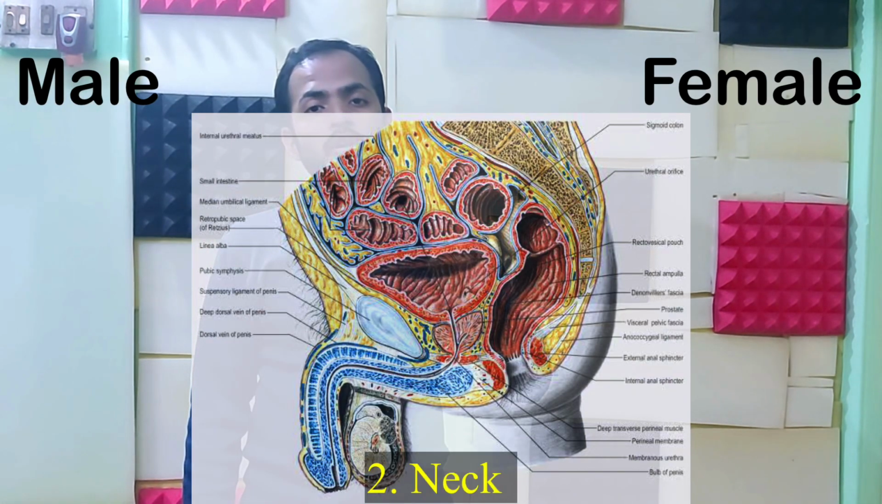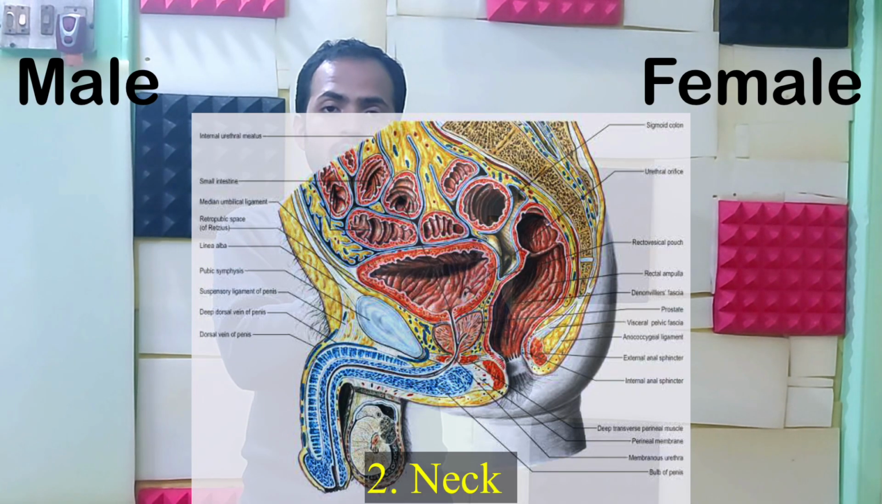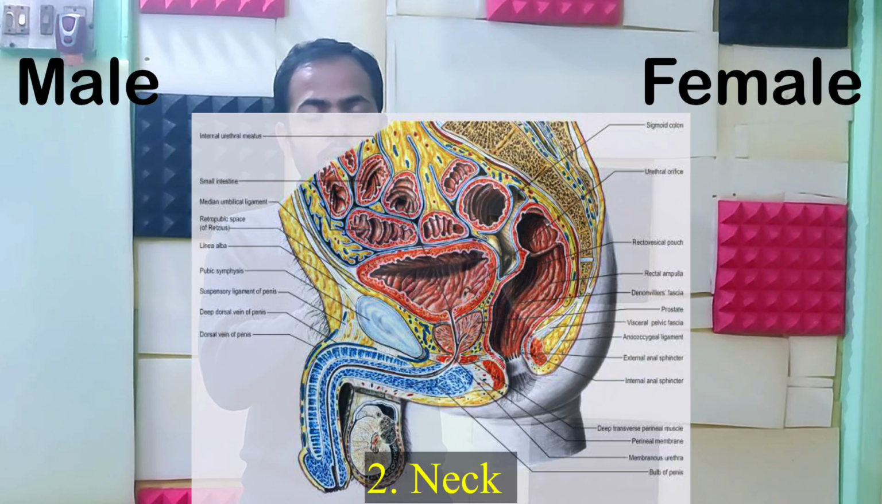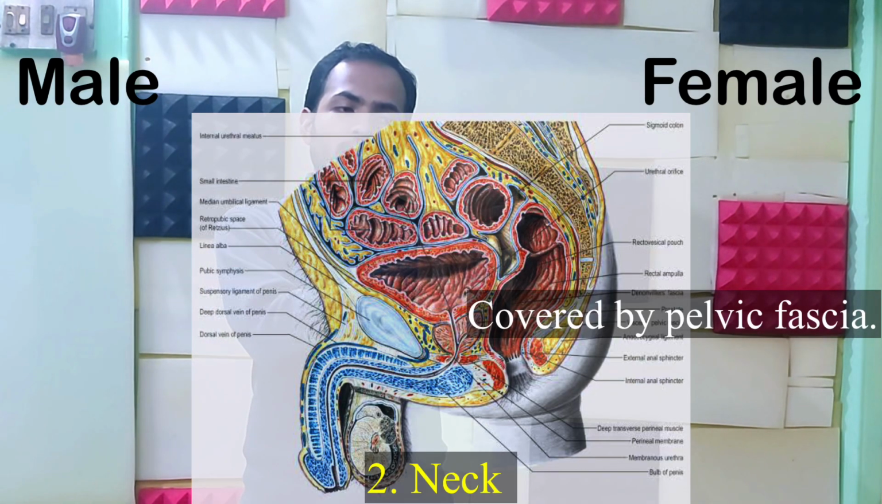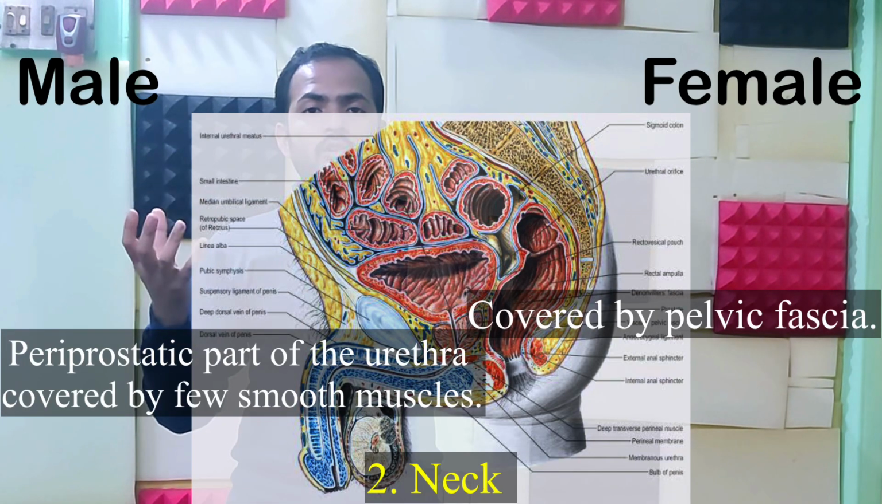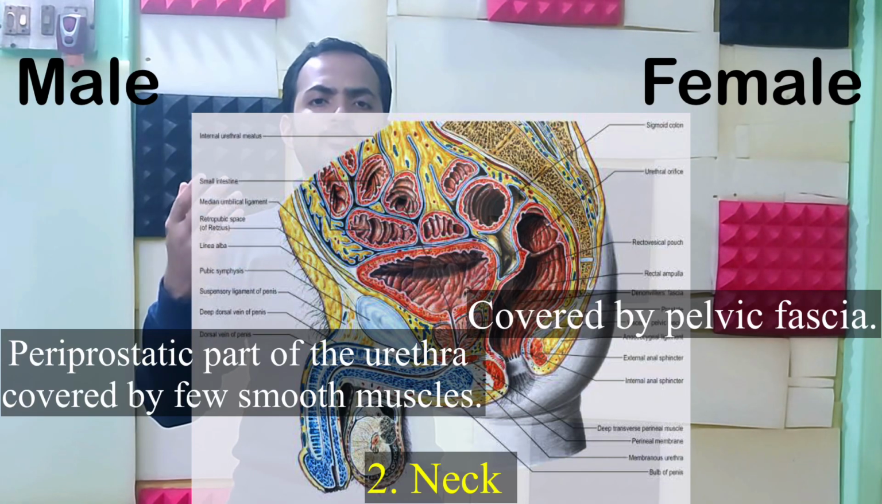And now the neck of the urinary bladder. In this point you have to remember that it is the most fixed part, as I already told you. So it remains 3 to 4 centimeters behind our symphysis pubis. In female it is adjacently covered by the pelvic fascia. In male you will find the periprostatic part of the urethra, which is covered by a few smooth muscles there.